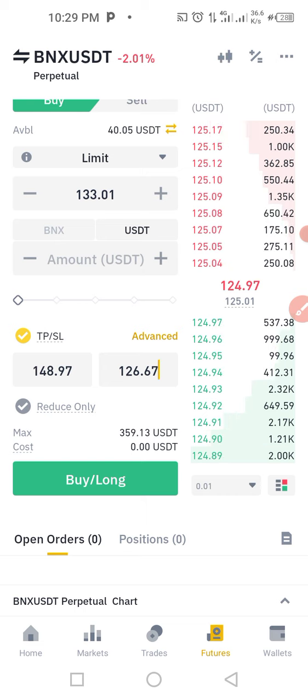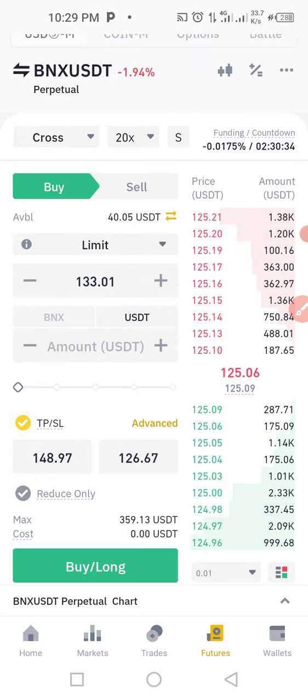But I don't like using this one. I prefer to set up the trade first. Then after that, I will now set up my take profit and stop loss. I will still show you a video on how to do that.